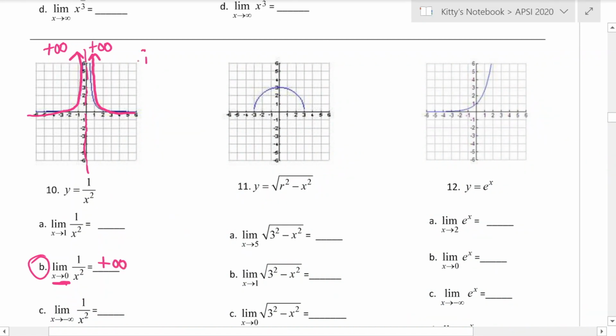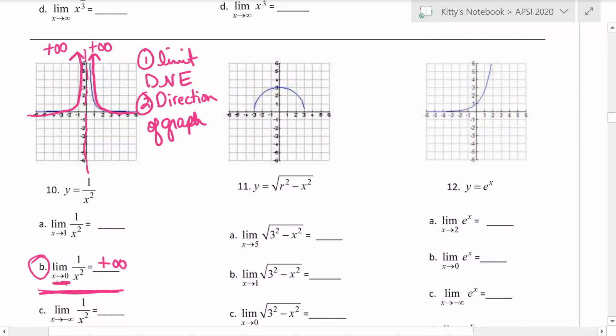And what does that mean? Number 1, it means the limit does not exist. That means there is no y value that it is approaching. And 2, it tells you the direction of the graph. So when I write this down, if the limit as you're going to a number is positive infinity, I know what the graph looks like at that point: both sides are going up on either side of it. That's what that means. Both sides are going up.